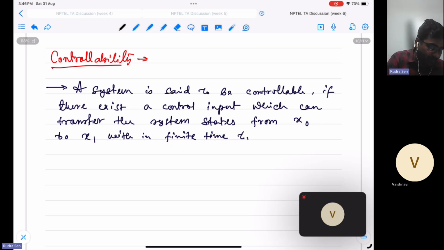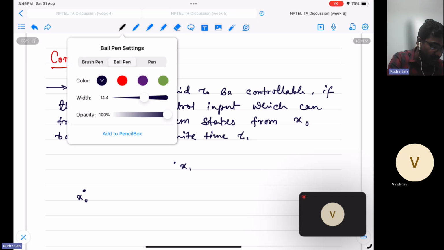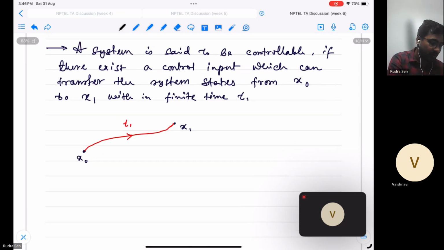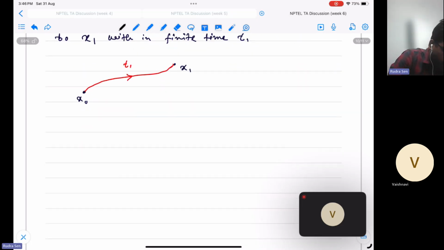So basically, if this is x0 and let's say this is x1, and there exists a control input which transfers the system state from here to here within finite time. It's not that infinite time is taken to reach x1. No. You have to reach there from x0 to x1 within a finite time. So this system is said to be controllable. Okay. So for, let's say, we have a discrete time system.